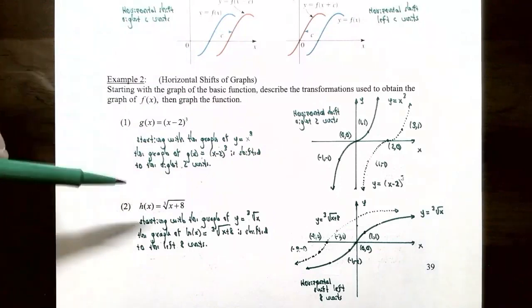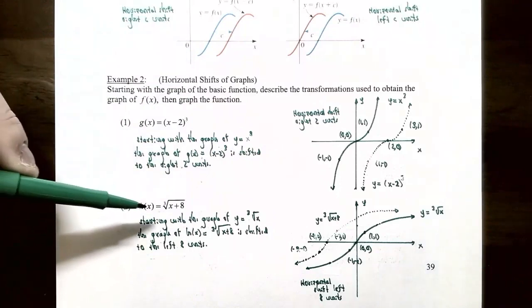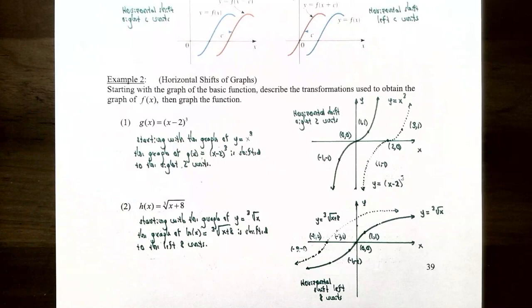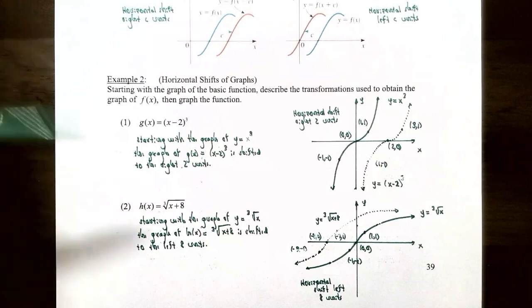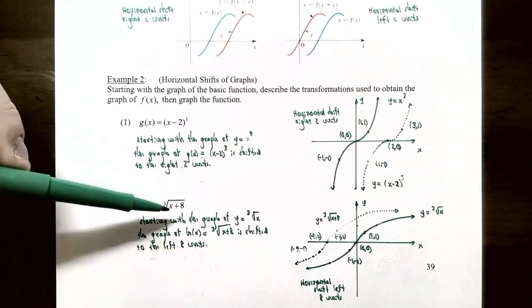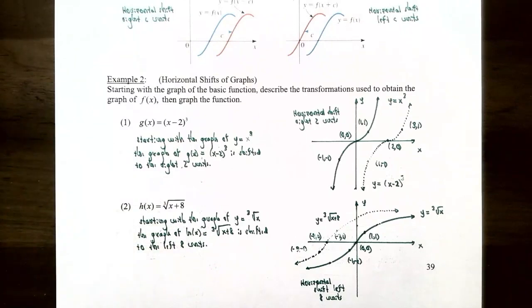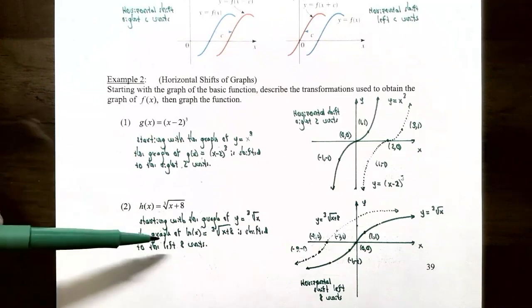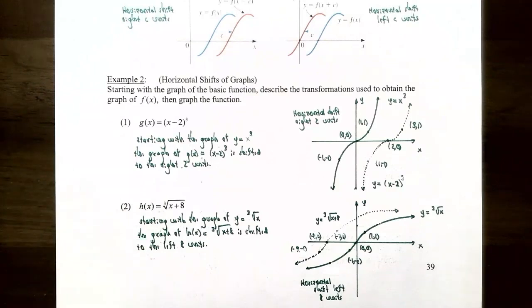So number 2. We're going to graph the function h of x is equal to the cube root of x plus 8. Notice that the plus 8 is inside the cube root. So again, it looks like the basic function that we're going to start off with is y equals the cube root of x. It looks like we're adding 8 inside the cube root with the x. And so instead of an x inside the cube root, it's an x plus 8. So if there's a plus 8 inside the cube root, we've added 8 to the x coordinates. So that means we're actually shifting the graph to the left 8 units.